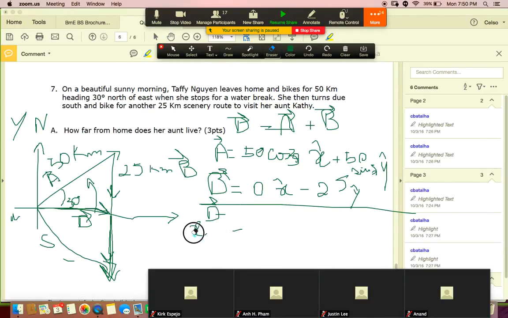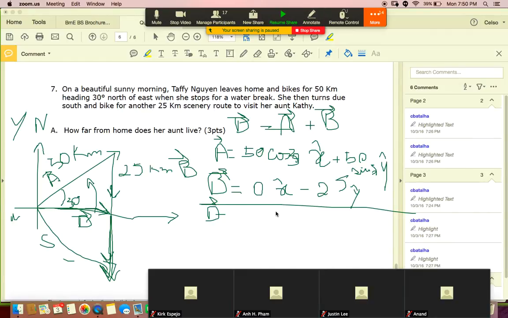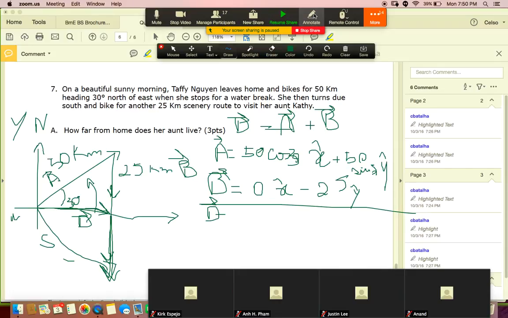And why is the X 0? Is it because it's not moving anywhere? It's just going down on the Y-axis? Because it is said that Taffy moved straight south, due south. So she didn't move on the X-axis, she just moved on the Y. Exactly. So she didn't go like this.